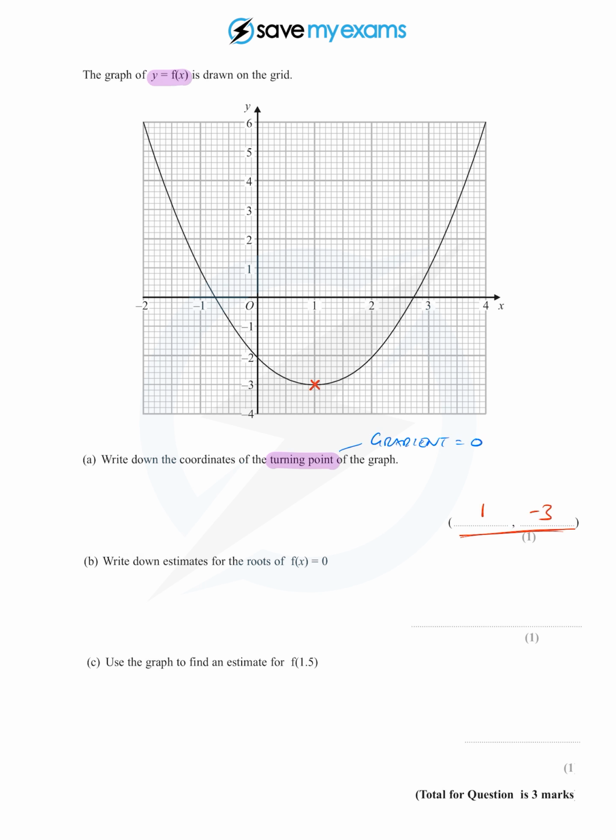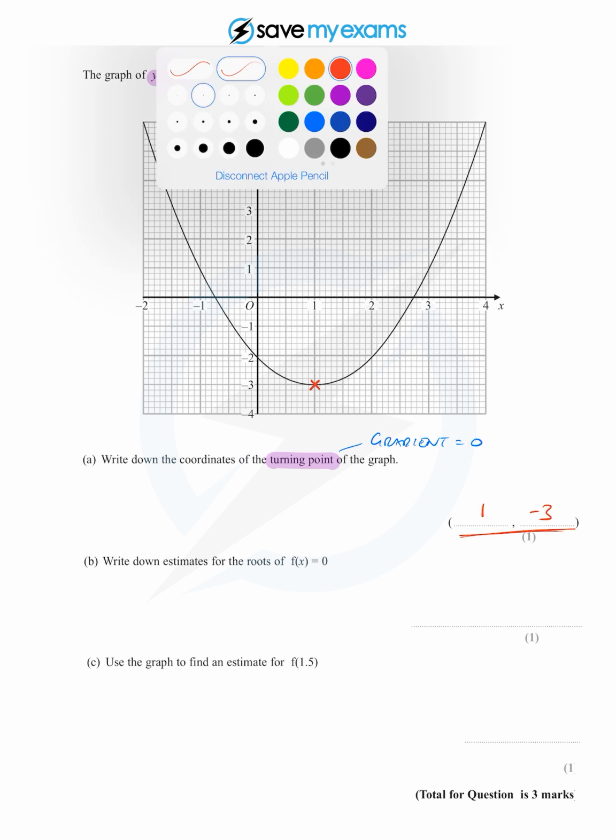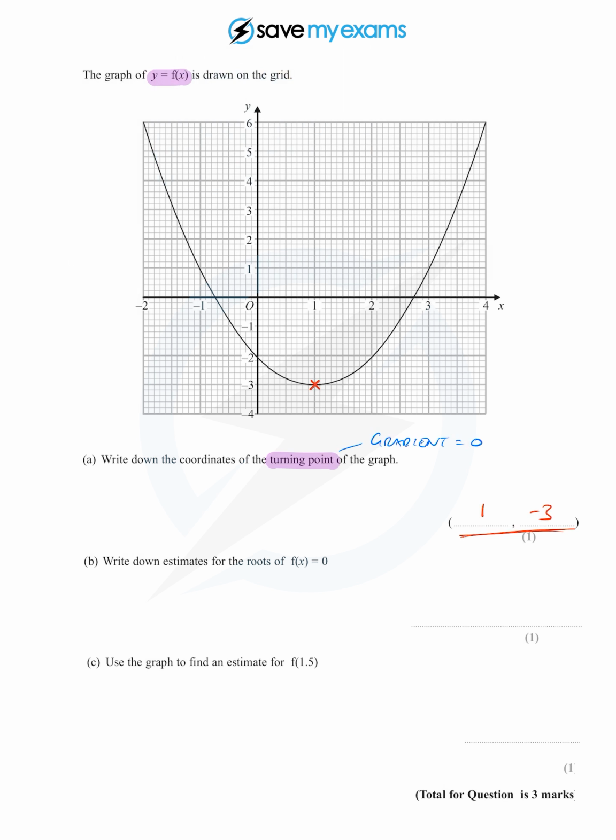So there it is. Write down estimates for the roots of f of x equals 0. All right, so that's where y equals f of x crosses the x-axis. Okay, so that shouldn't be too bad. Crosses the x-axis at that blue blob there and at that blue blob there.